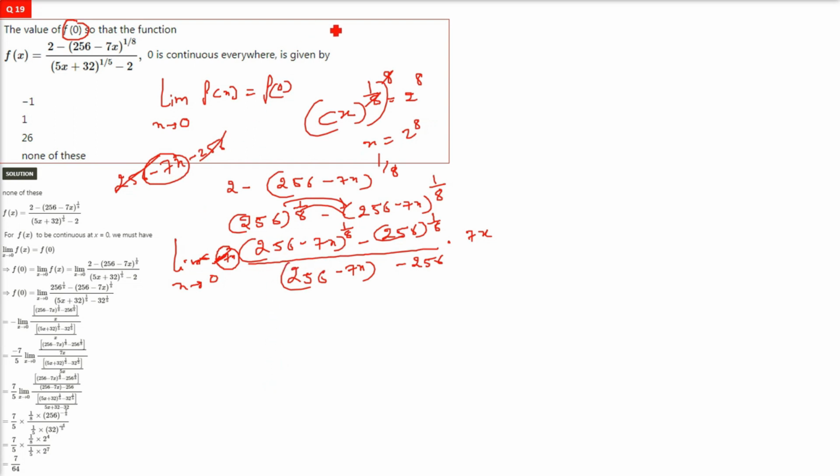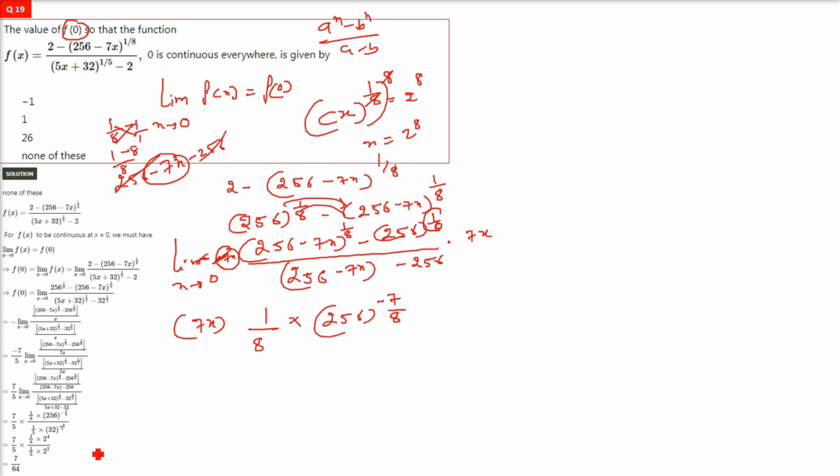So for this kind of question, the result of a raised to n minus b raised to n, and here we have the limit x tends to 0, because ultimately it will be 0 by 0 if you put x as 0. So 1 by 8 will come in front. 256 raised to the power 1 by 8 minus 1. So 1 by 8 minus 1 is 1 minus 8 by 8, this is going to be negative 7 by 8. 7x is already there. So this is the numerator we have got.